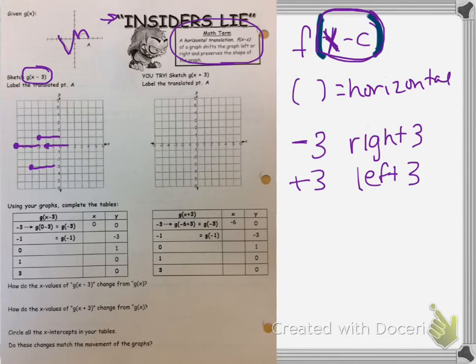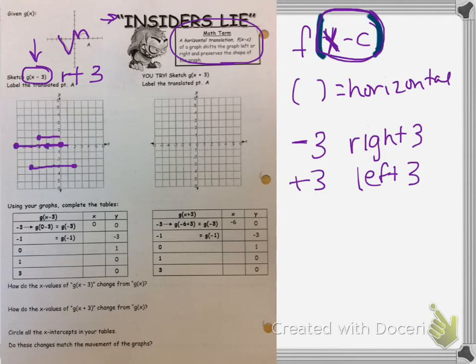Oh, am I doing this right? Let's think about this. It says insiders lie. So am I really doing this right? No, I'm not, because this is the common mistake that's made. This actually means right 3 because of the insiders lie. So let's try again. Hopefully you're using your pencil. So try again. -1, -3, we're going to go 1, 2, 3. Keep that in mind because that is the most common mistake we make here.